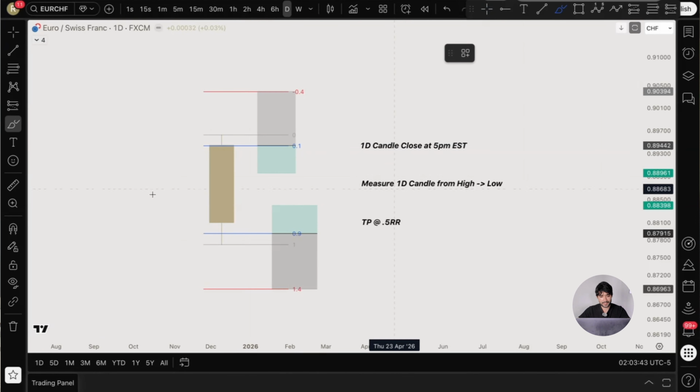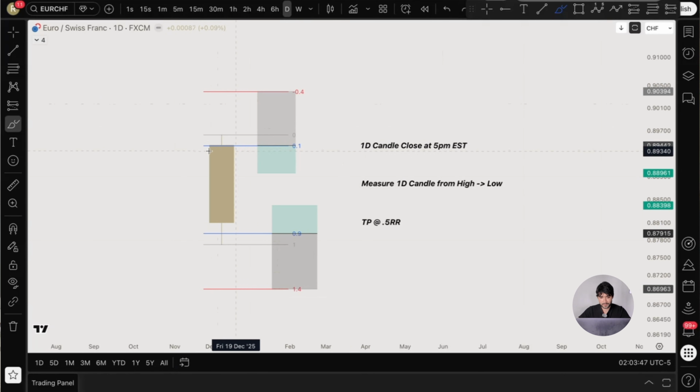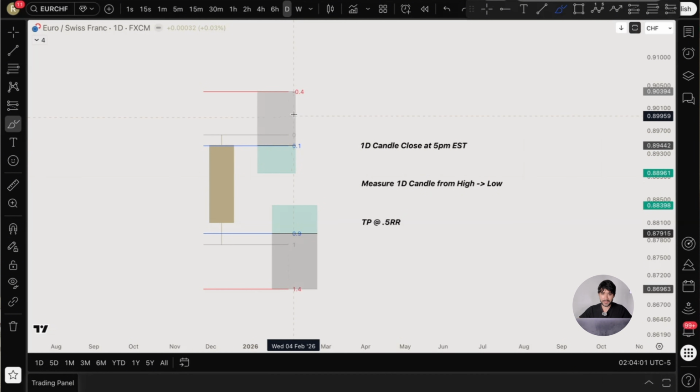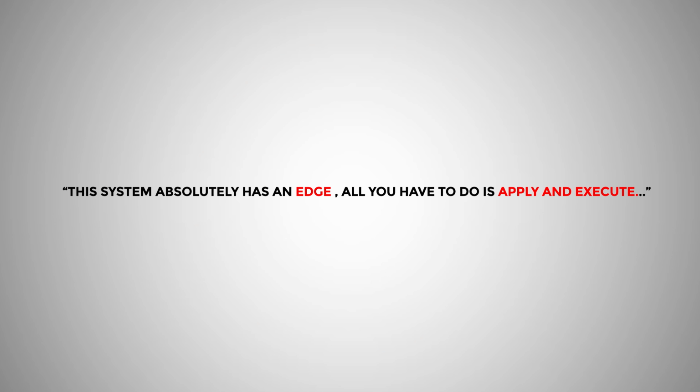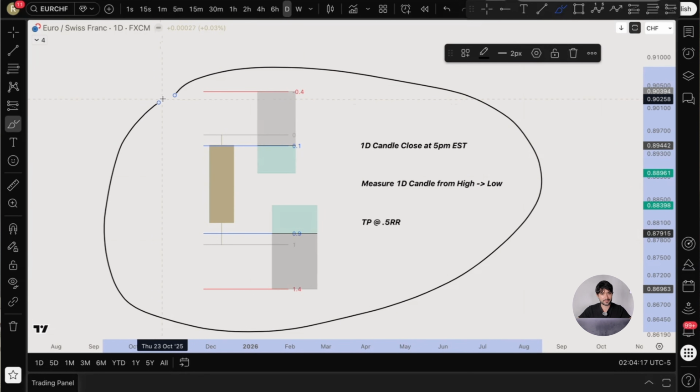And keep in mind, at the daily close, you're going to place positions on both sides of the candle. And oftentimes the candle will open up at the 0.1 range. That is totally fine. You're just going to take the trade as normal and let the result play out regardless, right? All we're doing is simply taking the trade and letting probability handle the rest. This system absolutely has an edge. All you have to do is apply and execute. And of course, from the time you actually get on the computer and place your trades, this will probably take you like 5 minutes tops.